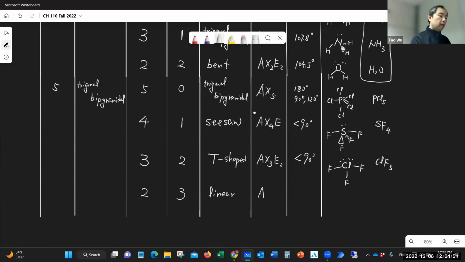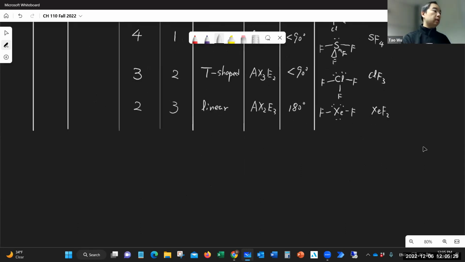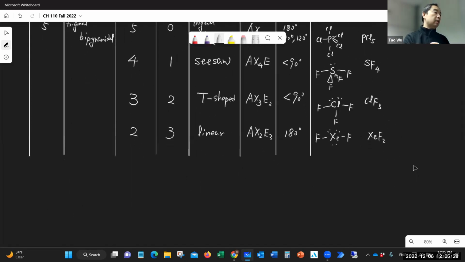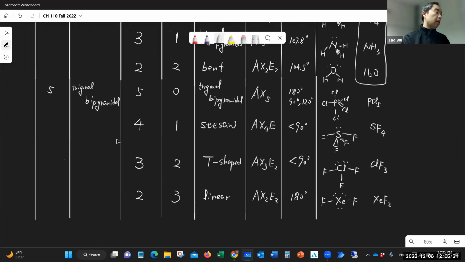And we'll just write AX2E3. So 5 electron domains, with 3 lone pairs. The bond angle is not smaller than 90 degrees, it is exactly 180. And one example is just XeF2. This xenon has 3 lone pairs up there. So XeF2. Okay, well, let's take a break, and then we will talk about the last shape. The last shape actually is easier than this one.